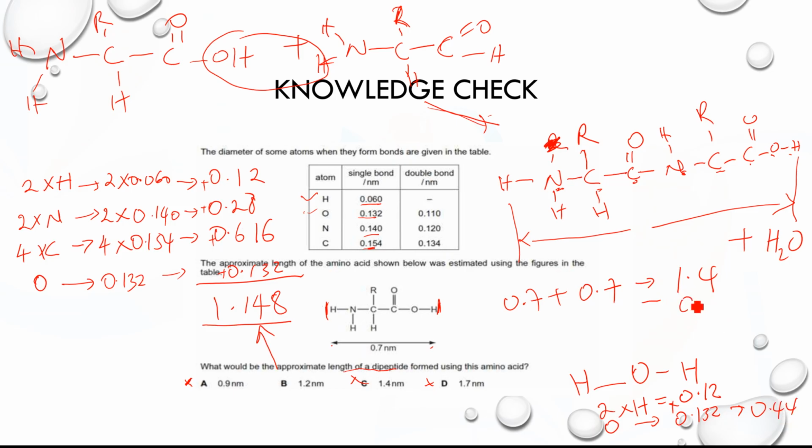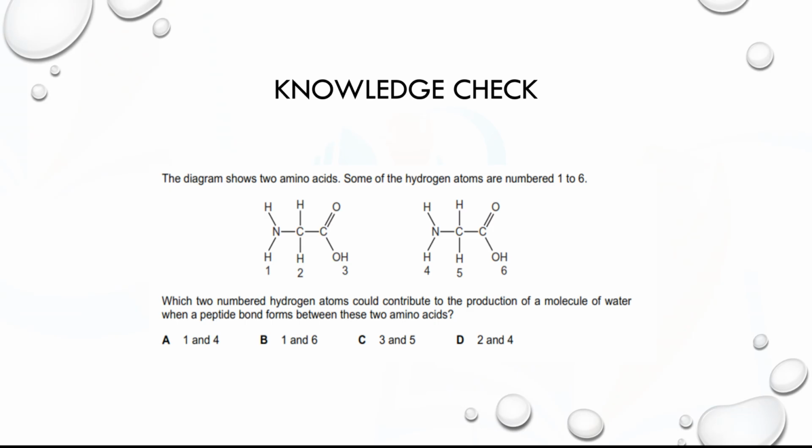So 1.4 minus 0.44 gives you 0.96, which is also close to the answer. But the best thing is to follow this method. Is that okay? You can watch it again and ask us questions. Okay, look at this question.